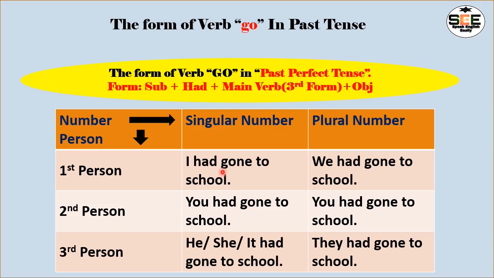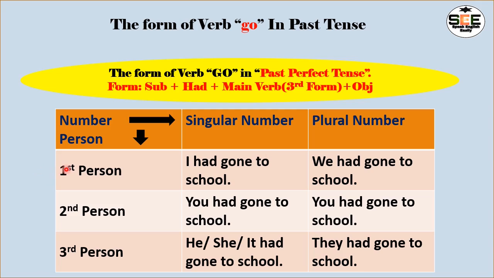I had gone to school, right? I had gone to school. If we analyze this sentence, we will find that I is the subject, had is the helping verb, go is the main verb, but gone is the past participle form, means third form of the verb go, and school is the object. So we can easily understand this. I had gone to school means past perfect tense in singular number, right?